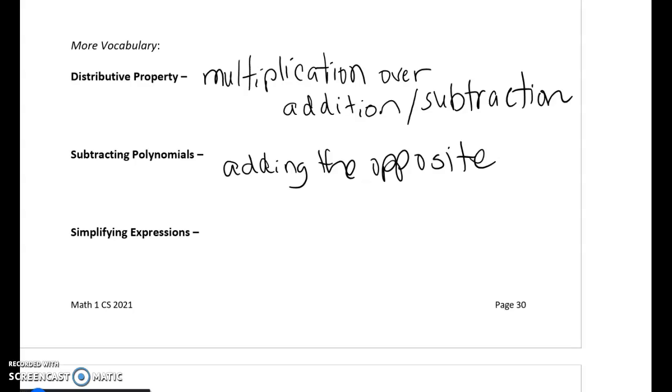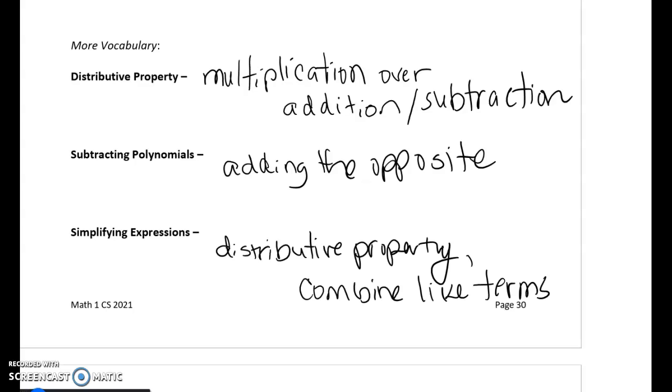And then finally, simplifying expressions. When we're simplifying expressions, we want to try to get rid of parentheses by using the distributive property. And then we also want to make sure we are combining any like terms.